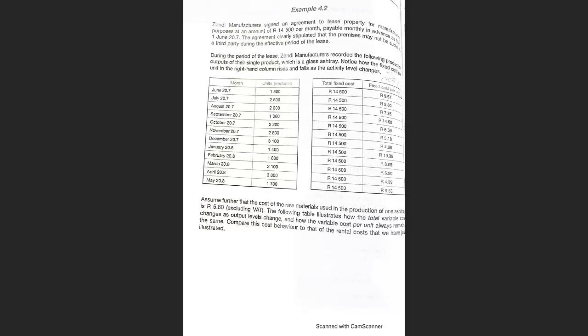Okay, so let's look at example 4.2 in your textbook. So again, it is up here on the screen. You can follow here or in your textbook. It says to you, Zondi Manufacturers signed an agreement to lease property for manufacturing purposes at an amount of 14,500 rand per month. So that's quite important. This is the value of the lease. So this is basically the rent that we're paying, or the fixed cost.